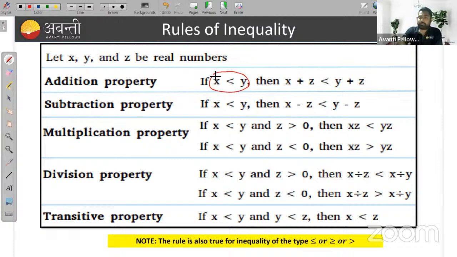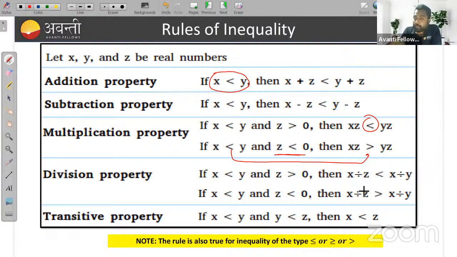You can see also here very clearly, when we are taking z as greater than 0, or positive z, what is happening in that case? The sign of the inequality is not changing. But when we are taking z is less than 0, the sign less than becomes greater than. The same thing will also happen with the division property.